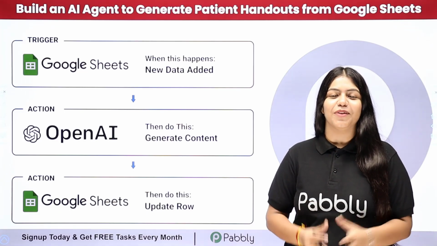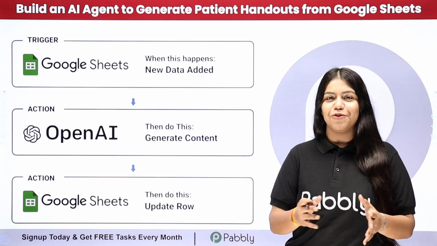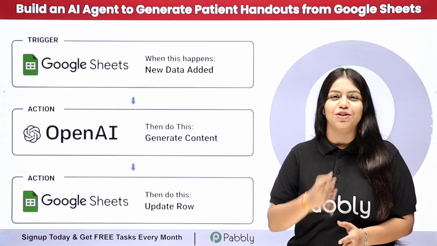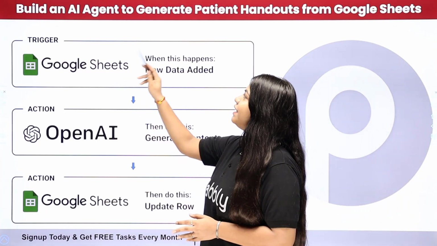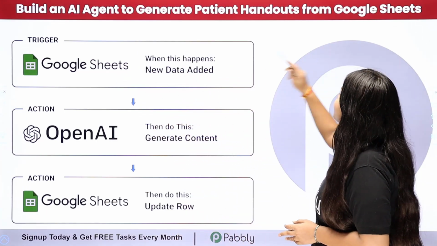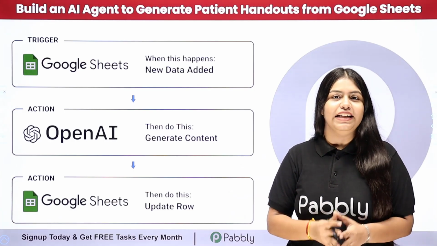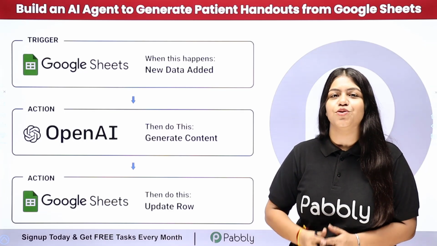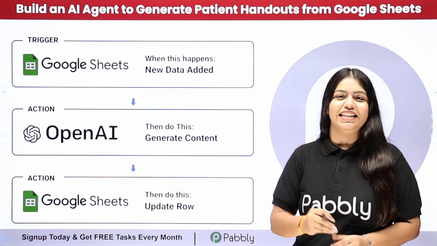So do you also want to generate patient handouts using an AI agent? Then this video is definitely for you. So hello all, welcome back to Pabbly Connect, and in this video we are going to understand how to build an AI agent to generate patient handouts from Google Sheets. Like you, I am also running a clinic and we also used to manually generate the patient handouts. But this is such a time consuming and tedious task.